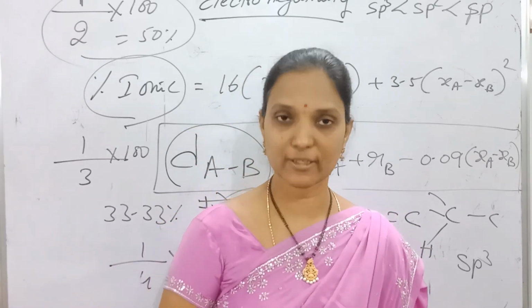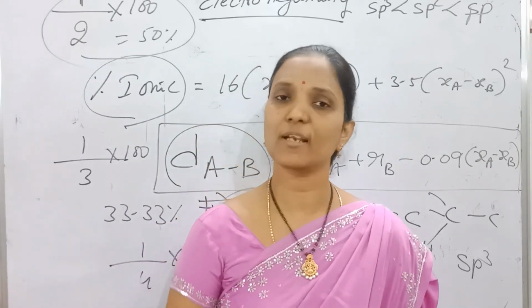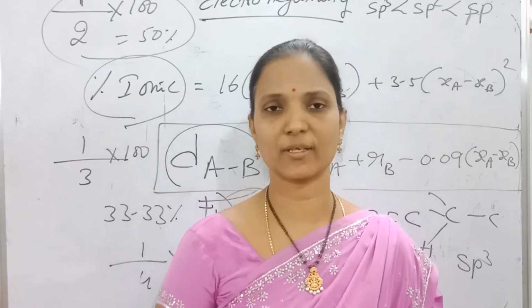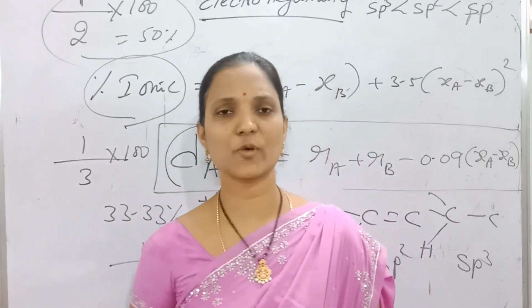The first periodic property is atomic radius, second is ionization enthalpy, that is a very important one, third is electron gain enthalpy, and fourth is electronegativity. These are the major periodic properties. Like this, there are electropositivity and metallic and non-metallic natures. Anyhow, electronegative elements are non-metals and electropositive elements are metals.